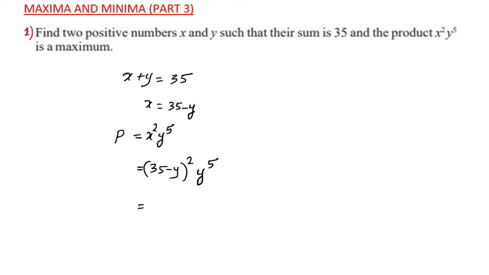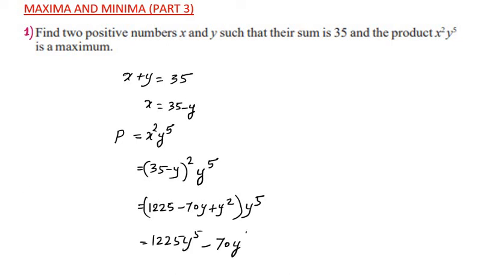What is (35 minus y) whole square? 35 the whole square, that is 3 4s are 12, therefore 1225 minus 70y plus y square. This is into y power 5. That is 1225 y power 5 minus 70 y power 6 plus y power 7.